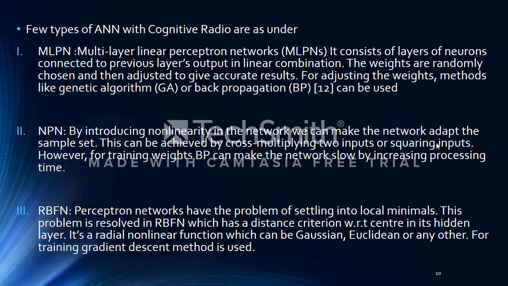Radial basis function network. Perceptron networks have the problem of settling into local minima. This problem is resolved in RBN, which has the distance criteria with respect to a center in its hidden layer, its radial nonlinear function, which can be Gaussian, Euclidean, or any other. For training, the gradient descent method is used.